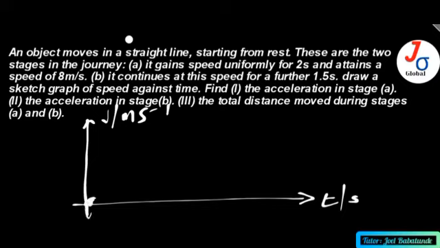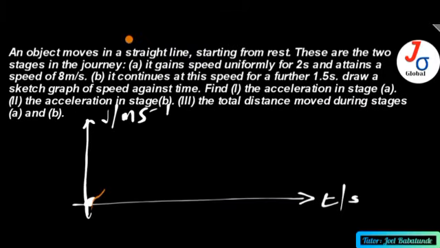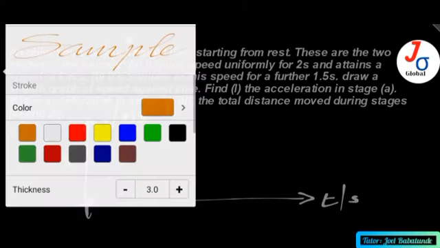There are 2 stages in this journey. They already told you that there are 2 stages. First, A, it gains speed uniformly. I'm starting from 0, it begins to gain speed. So that means the speed is increasing, going up. Then what happens to it? Then it attains a speed of 8 meters per second. 8 meters per second for how long? 2 seconds. It does that for 2 seconds.